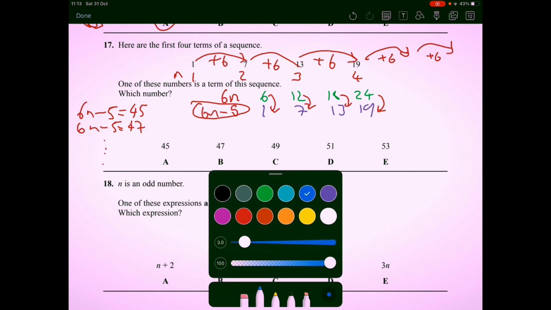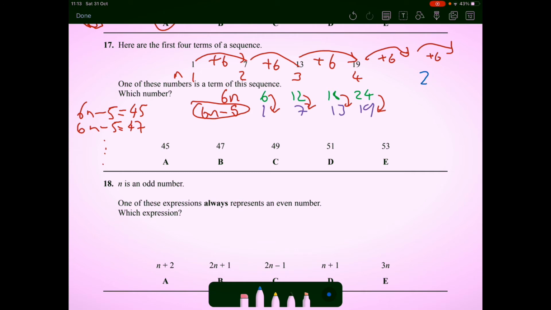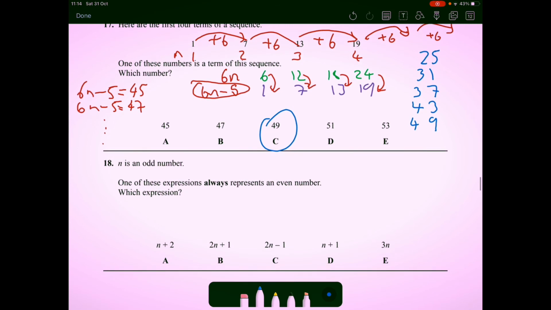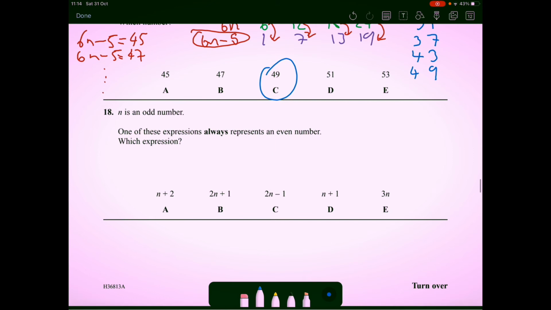Another 6 added on to 19 would be 25, 31, 37, 43, 49. That's probably the quicker way on this sort of question. I think it'd be wasted time to actually sit there, come up with a sequence and then solve it as an equation. Just counting on would probably be far easier. If these numbers were much larger, like in the hundreds or thousands, then you would probably need to go down an algebraic method.